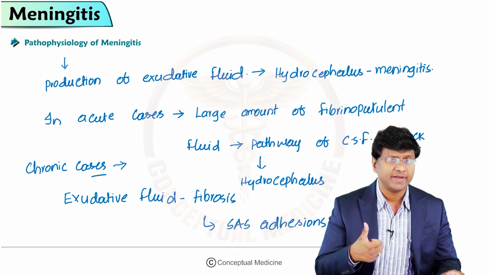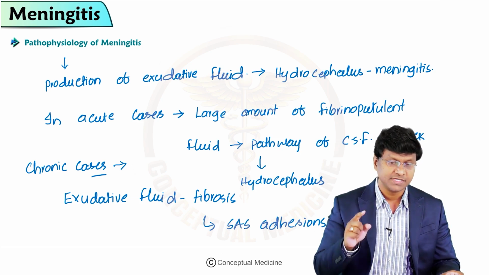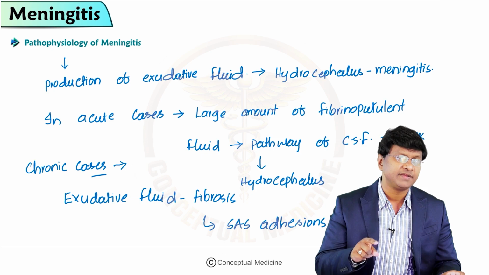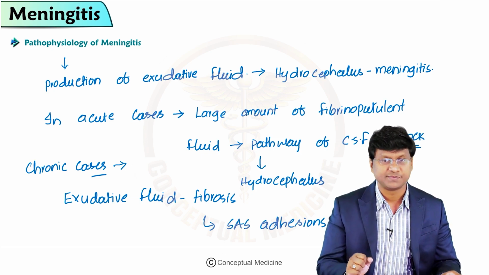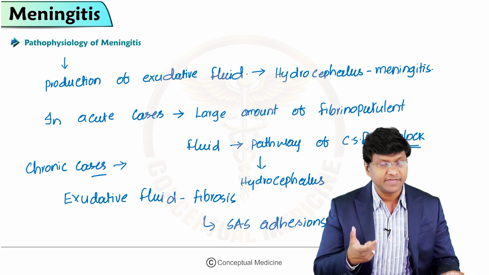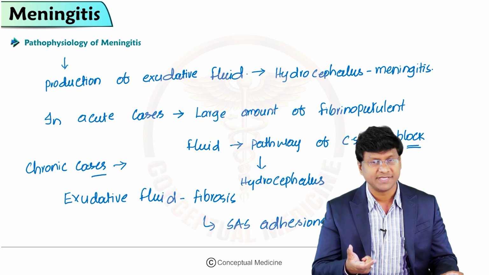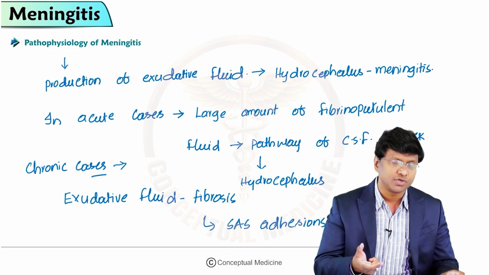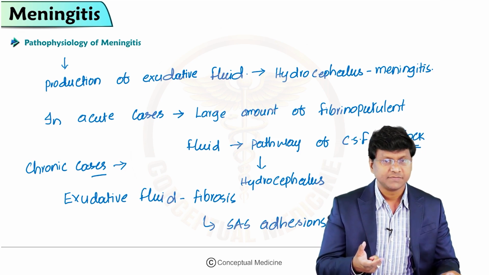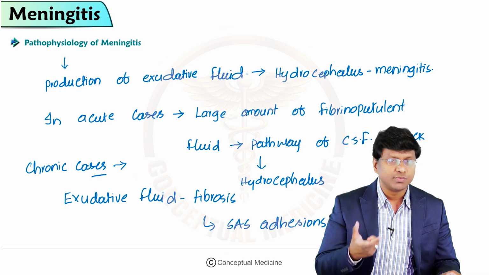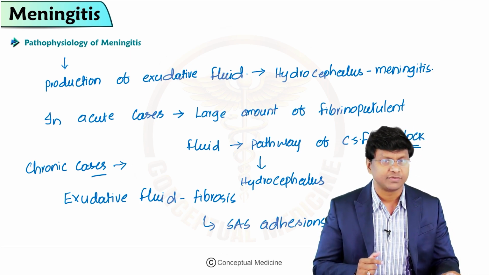So initially what will happen? Either bacteria or any microorganisms need to induce an inflammatory reaction within the subarachnoid space as well as the vessels of the subarachnoid space. So once there is inflammation of the subarachnoid space or vessels of the subarachnoid space, that is subarachnoid space venules or meningeal venules, there will be hyperemia of these particular vessels, hyperemia of the capillaries. So once there is hyperemia, that will cause exudation of the purulent fluid into the subarachnoid space.